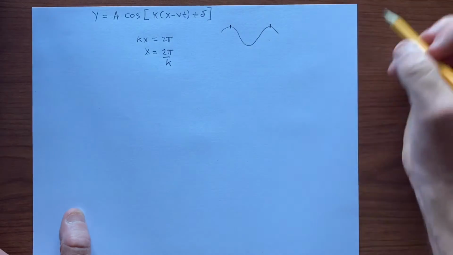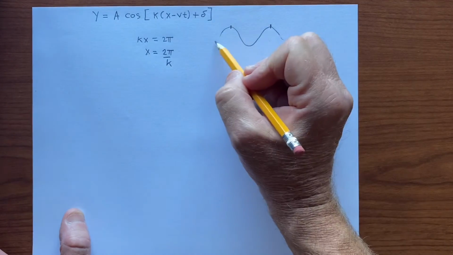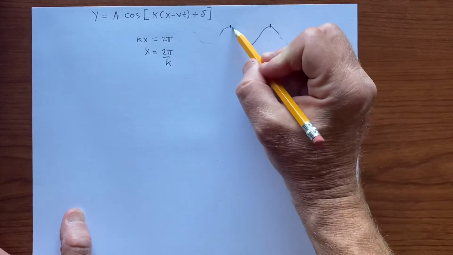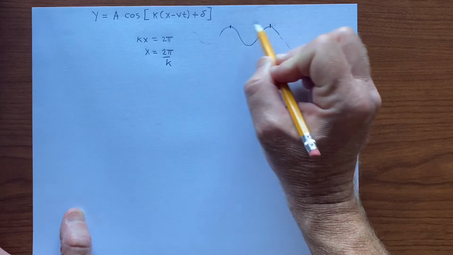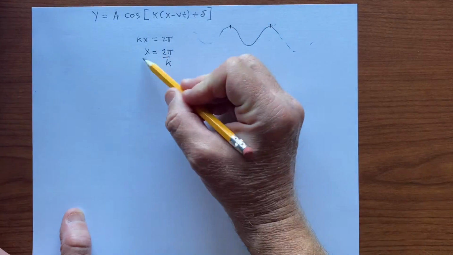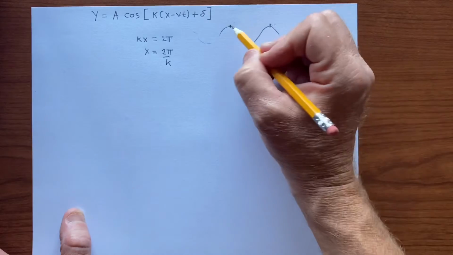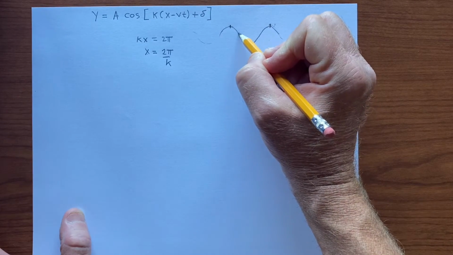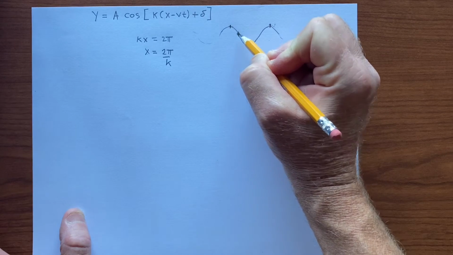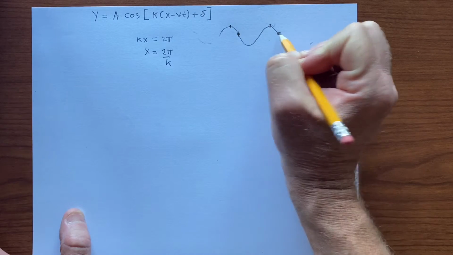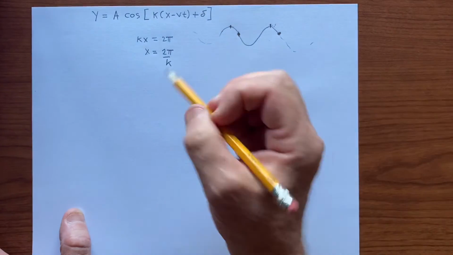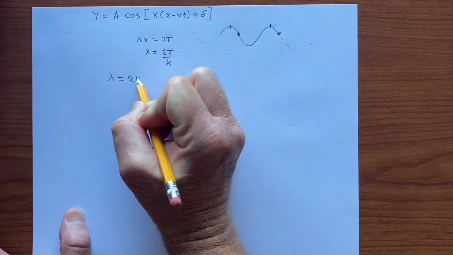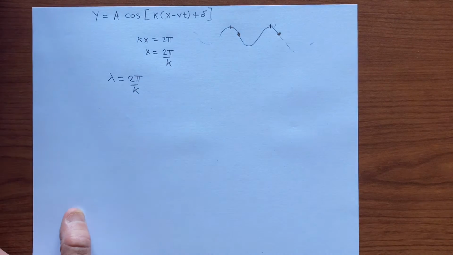So this whole thing represents this function at some moment in time. In space, this is the wavelength, and that's what this quantity is. It'll come back to this point. It could be any points from here to here, it's the same thing, even if delta is not equal to 0. So we can say that the wavelength, lambda, is 2 pi over k.